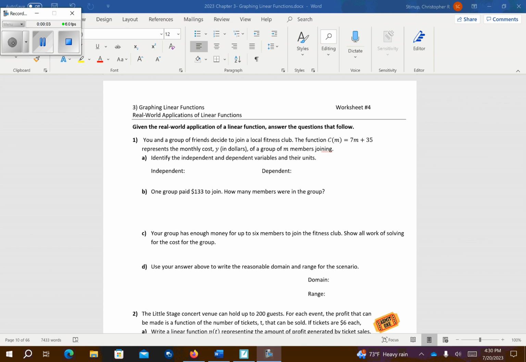ICP Algebra 1, this is Chapter 3, GLF, worksheet number 4. Given the real-world application of a linear function, answer the following questions below. You and a group decide to join a local fitness club.